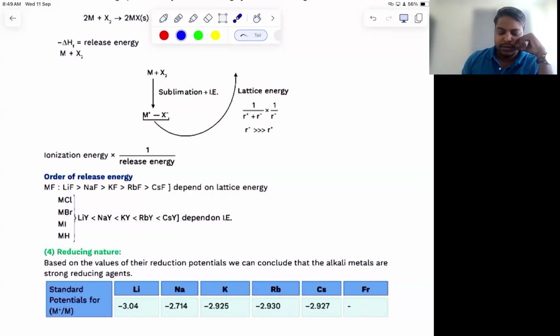Usually, bigger size ions will be more stable with cesium. Smaller size ions will be more stable with lithium. Got it?